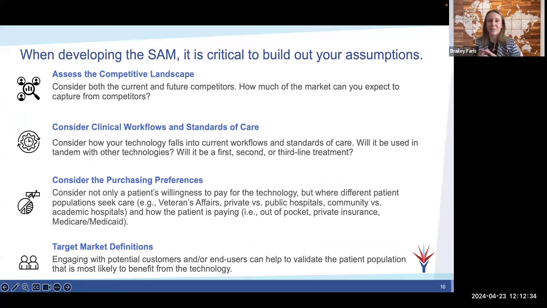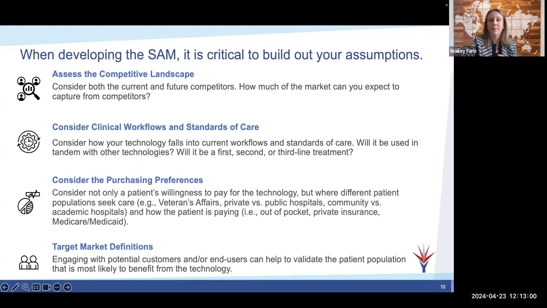To dive into this a little bit more, when you're developing the SAM, there are different ways that you could consider segmenting the patient population down from the TAM. When you're making these segmentations, it's very critical to build out the assumptions that you're making as a part of the segmentation, and even including them, for example, in your pitch deck on the slide that lays out the market opportunity.